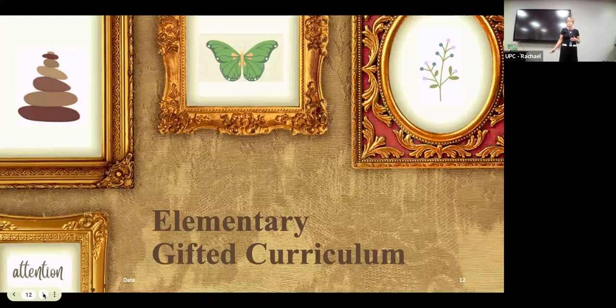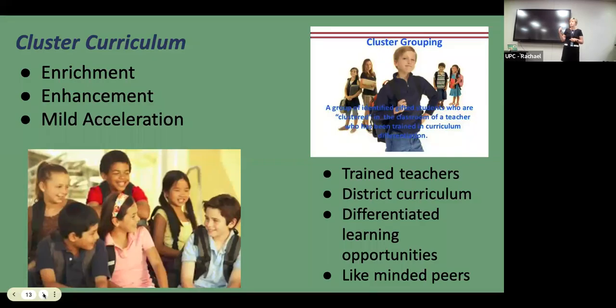So when we think about the elementary school curriculum, go on to the next one, it all starts with a cluster. And when we talk about cluster grouping, it is the baseline that we work from. That says that I'm going to put my gifted learners grouped together in a class because we know that they need like-minded peers. I'm going to provide a teacher that has been trained in how to address and work with gifted kids. And I'm going to make sure that I am providing those differentiated opportunities.